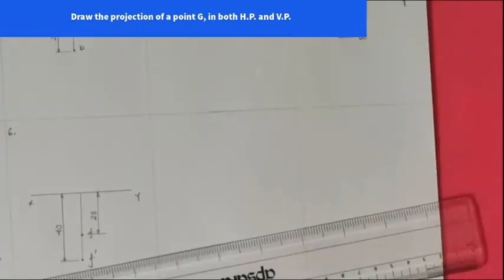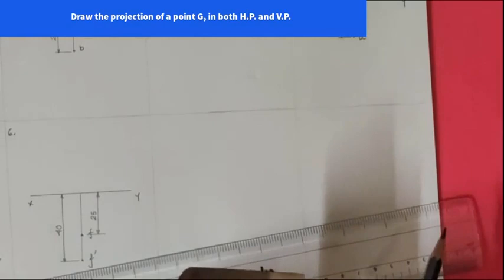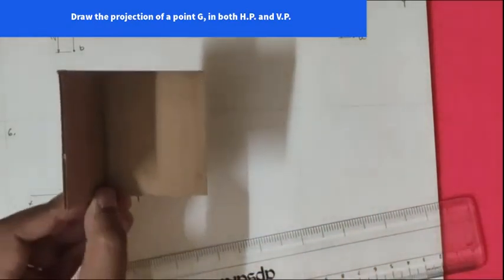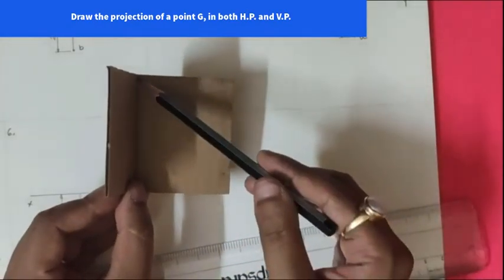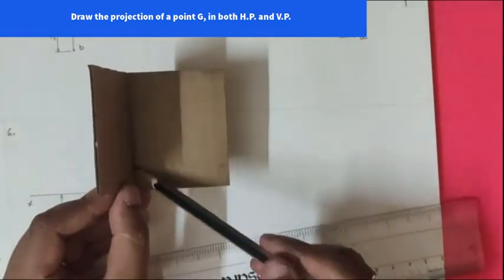Now let us try the 7th question. Next question to solve, what is given? You have a point G which is both in the HP and in the VP. So HP to ase, VP to ase. That means your point will be somewhere in this XY line.